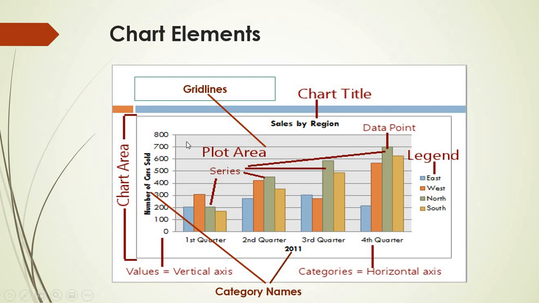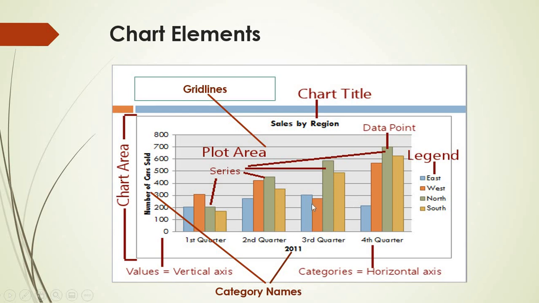Now next one is the plot area. Plot area means it contains the actual chart itself. In the plot area you are plotting the chart according to the values. So the plot area is the window within the chart area, and it contains the actual chart itself, including the category axis, value axis, data series and plotted values.